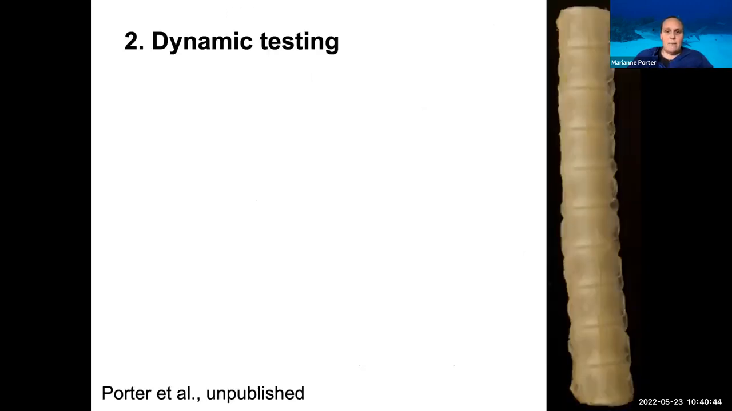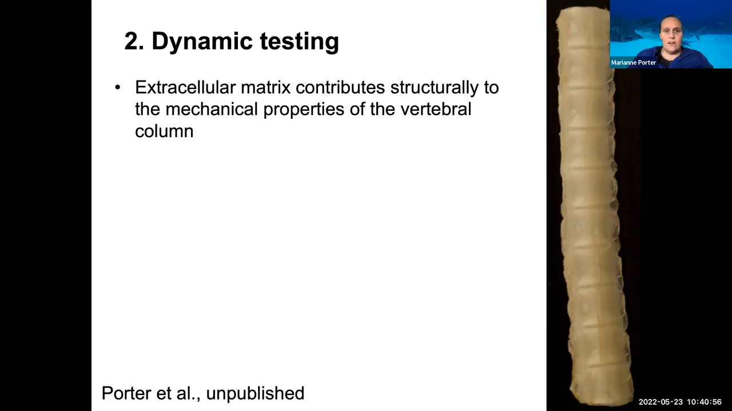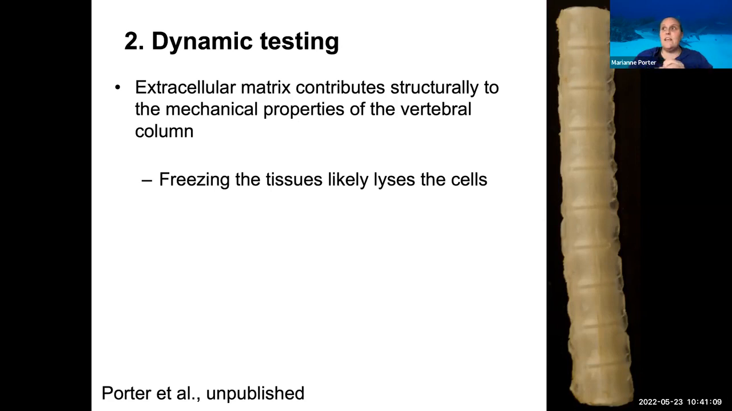The next thing I wanted to talk about was some dynamic testing. So here we're just really focusing on bending our vertebral column in this example. So we're going to be just bending that column and thinking about the intervertebral joint. And we were doing this in the context of freezing, impacting the mechanical properties of those joints. So especially once you start looking at things like our vertebrae, where we had that mineralized structure, now we're building out that structure to look at a vertebral column.